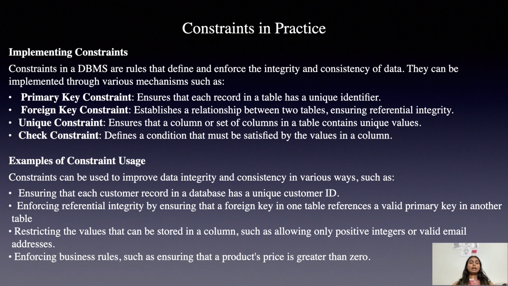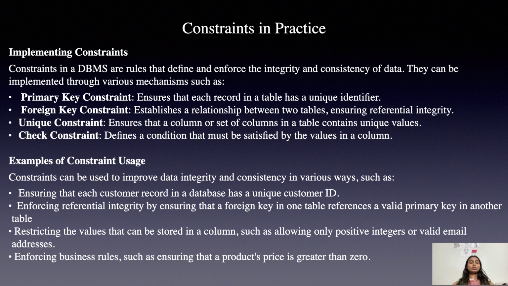Constraints in practice. Implementing constraints. Constraints in a DBMS are rules that define and enforce the integrity and consistency of data. They can be implemented through various mechanisms. Primary key constraints ensure that each record in a table has a unique identifier. Foreign key constraints establish a relationship between two tables and ensure referential integrity. Unique constraints ensure that a column or set of columns in a table contains unique values. Check constraints define a condition that must be satisfied by the values in a column.